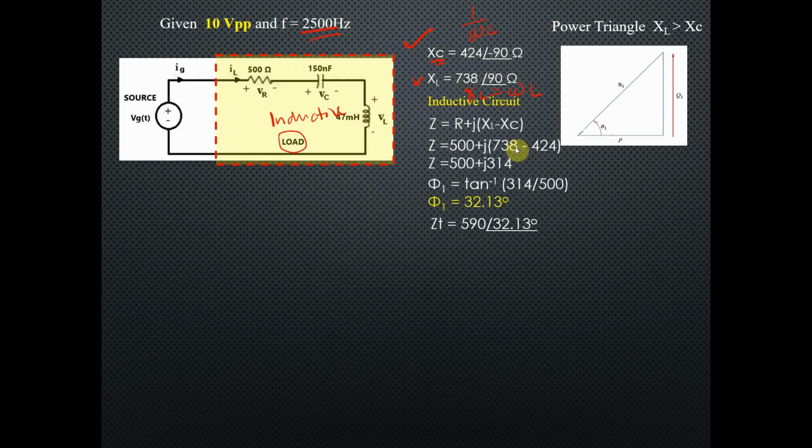And also, we can now take the total impedance. Total impedance will be equal to R plus j(XL minus XC), simplify in rectangular and convert it into polar. We will have 590 with an angle of 32.13. How did I get 32.13? Arc tangent of 314 over 500. 314 is the difference between XL minus XC, right?